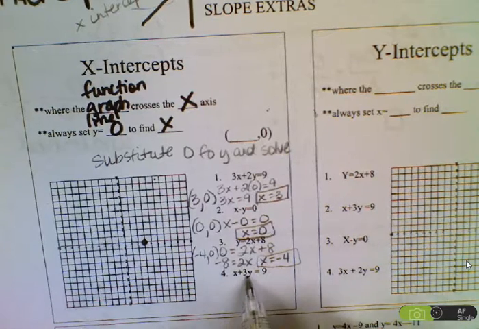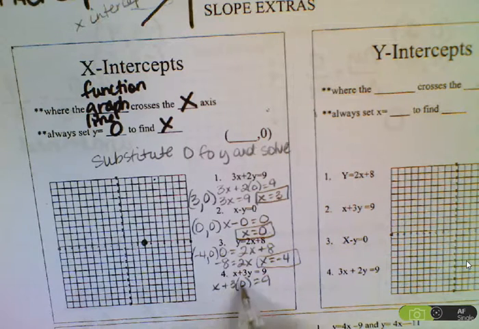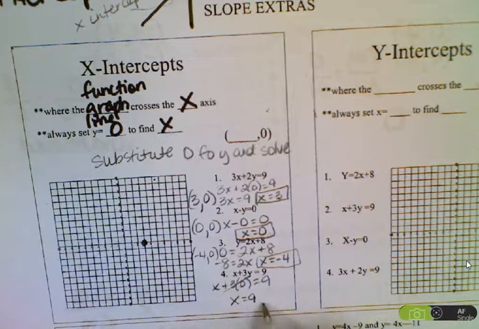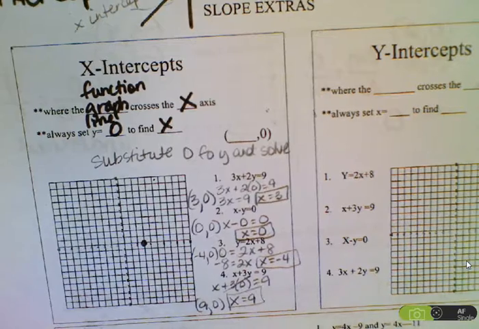Okay, last one. Plug 0 in for y. 3 times 0 is nothing, so that just goes away. So x equals 9. So your x-intercept would be 9, 0. Okay?